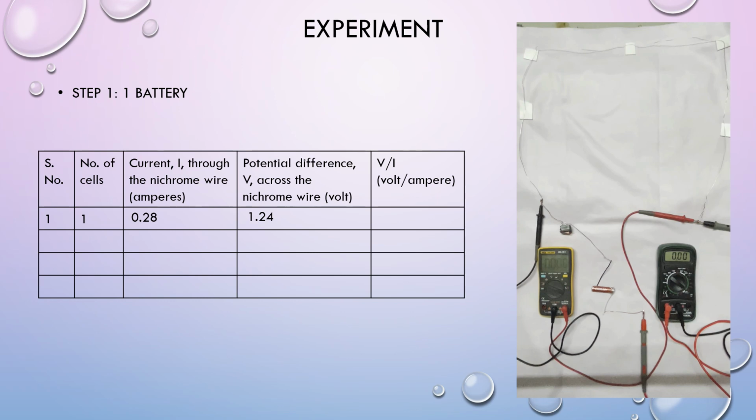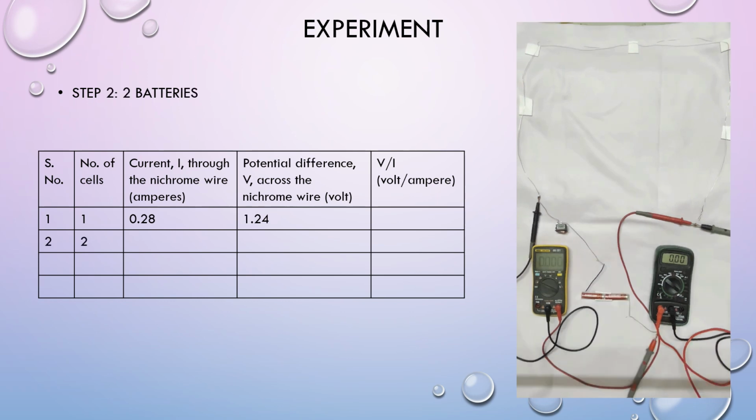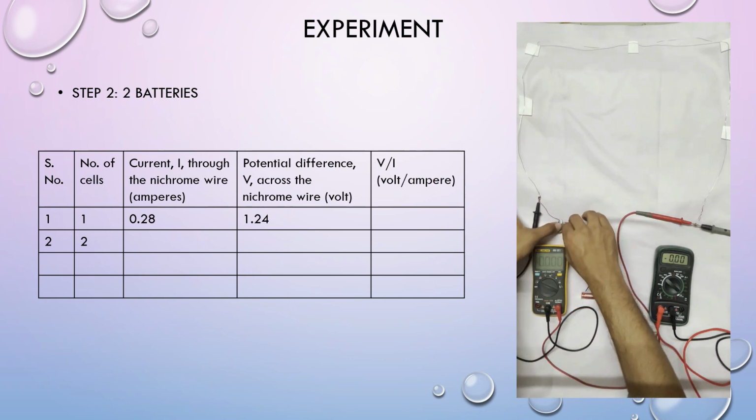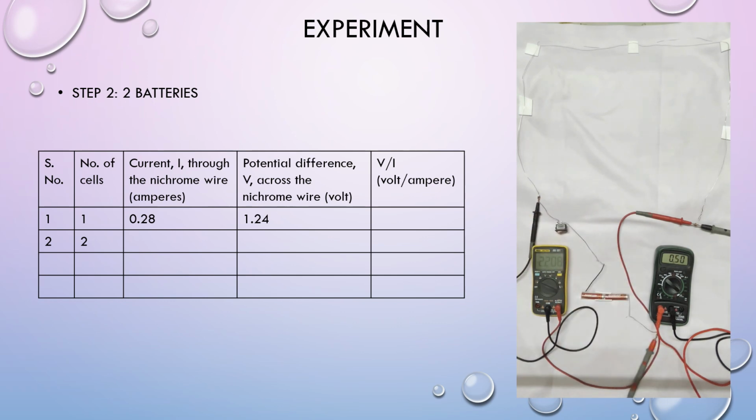Now we do the same thing for 2 batteries, 3 batteries and 4 batteries. So now let's say we have 2 batteries like this. We connect 2 batteries in series as shown here. We do the same thing. We will turn on the circuit and we will measure the current and voltage. So in this case, we have a current of 0.5 ampere and a voltage of 2.2 volt. So we will enter the values here.